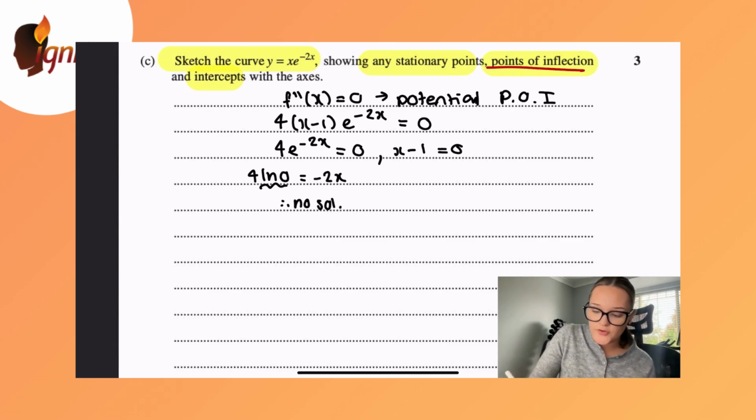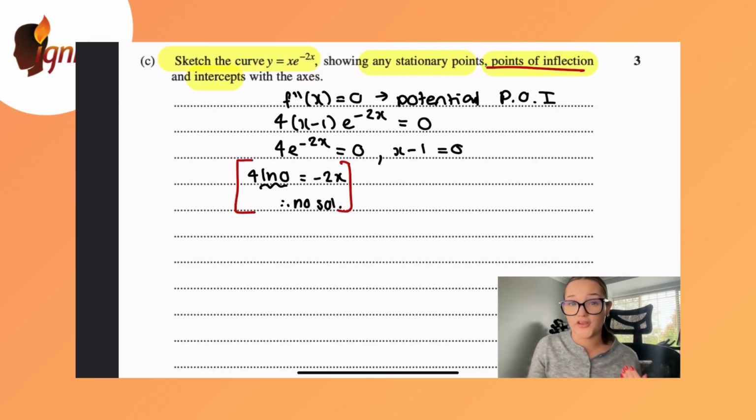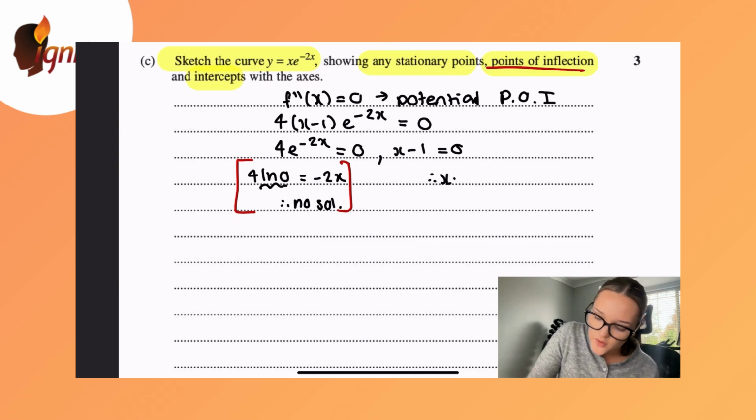It's also super important to write this down on the page. Doesn't matter how many times you do it, or you can see it pretty early on. A marker is only going to mark you correct, and you're going to get the full marks if you show your mathematical understanding behind that. So write down that you've got no solutions there. X minus 1 is equal to 0, so therefore we have x is equal to 1 is a potential point of inflection.